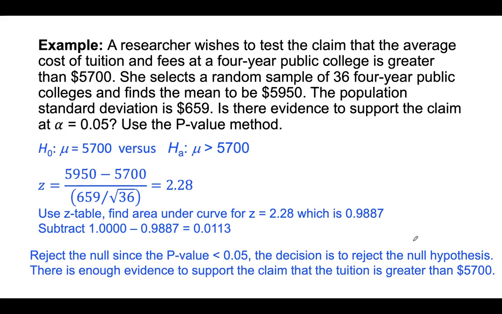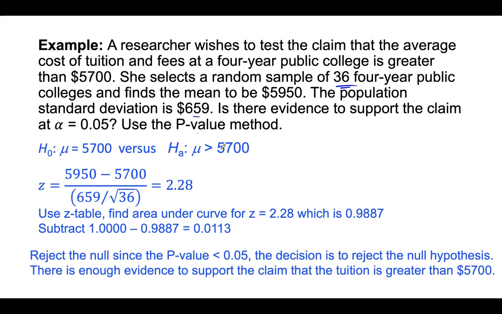So our next example here is just 2 more examples. A researcher wishes to test the claim that the average cost of tuition and fees at a 4-year public college is greater than 5,700. She selects a random sample of 36 4-year public colleges and finds the mean to be 5,950. The population standard deviation is 659. Okay, is there evidence to support the claim at alpha equals 0.05? Let's use this p-value method to understand it.